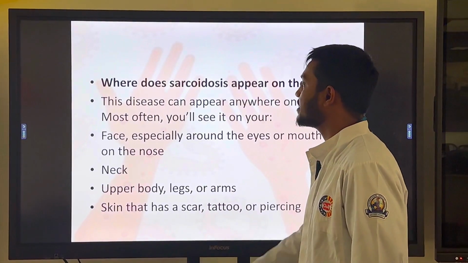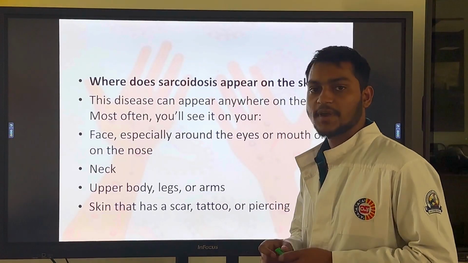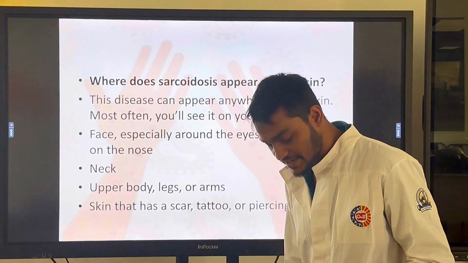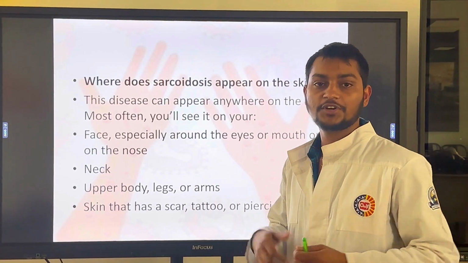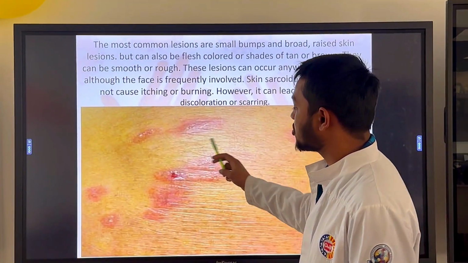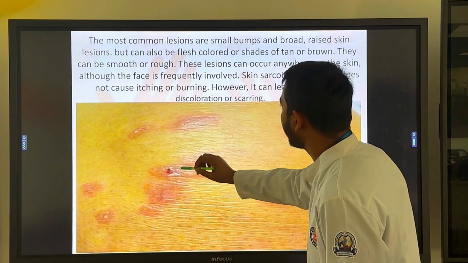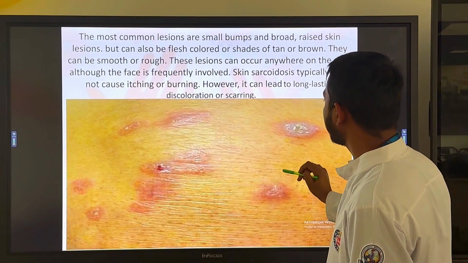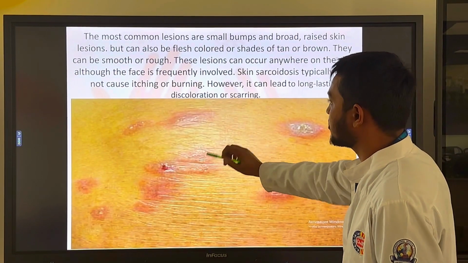And next PPT is where sarcoidosis appears on the skin. It appears mainly on the neck, head, scalp, hands, legs, and buttocks. You can see this picture. This picture has small bumps, raised on the skin. There is also discoloration, with pinkish and brownish color present.